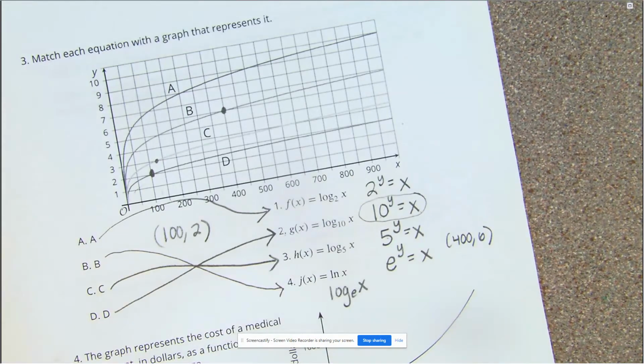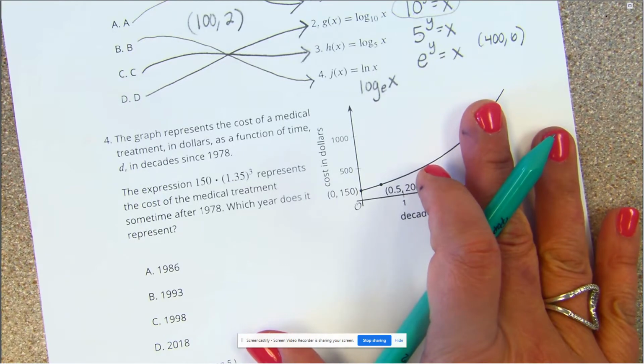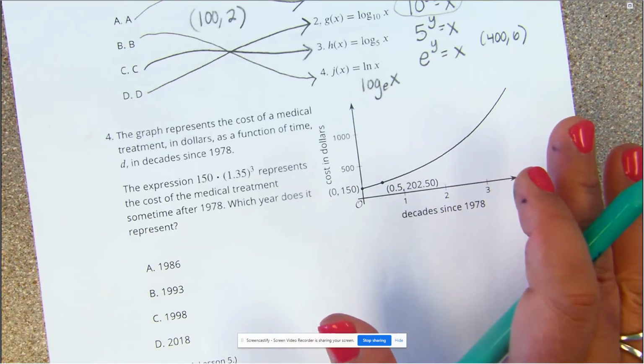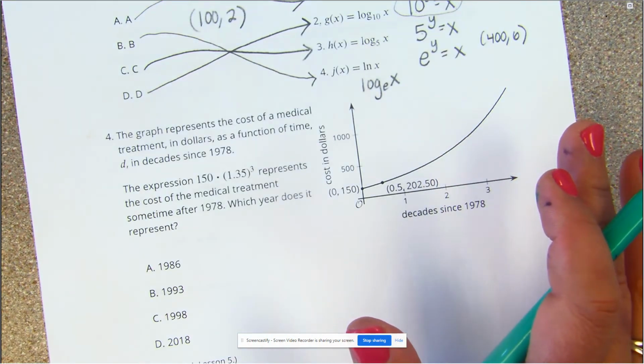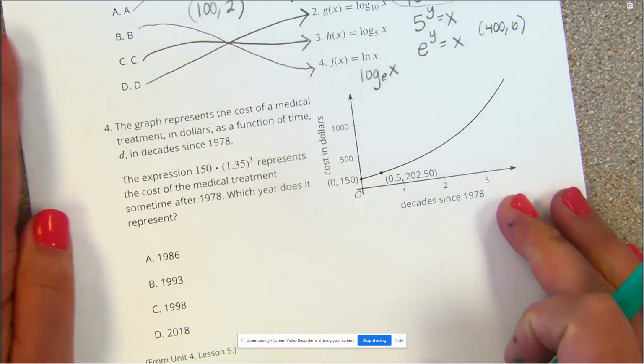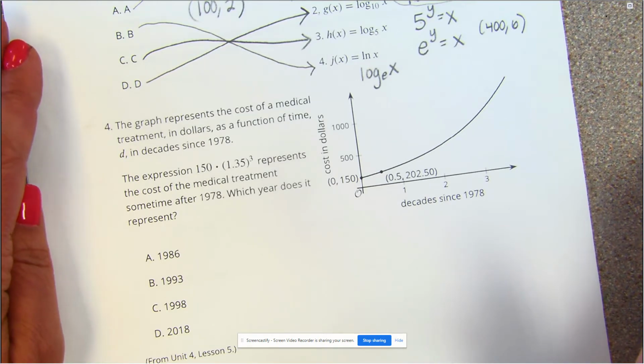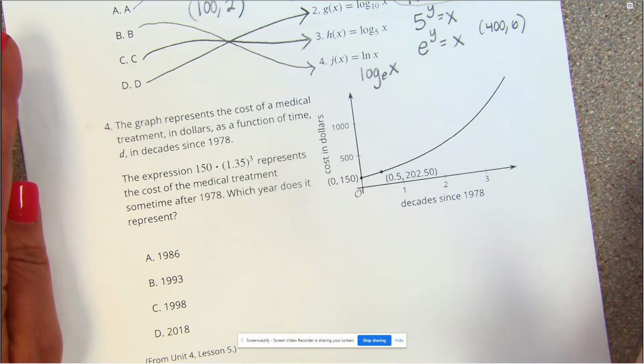All right. Number 4. The graph represents the cost of a medical treatment in dollars as a function of time, D, in decades since 1978. The expression 150 times 1.35 to the third represents the cost of medical treatment sometime after 1978. Which year does it represent?